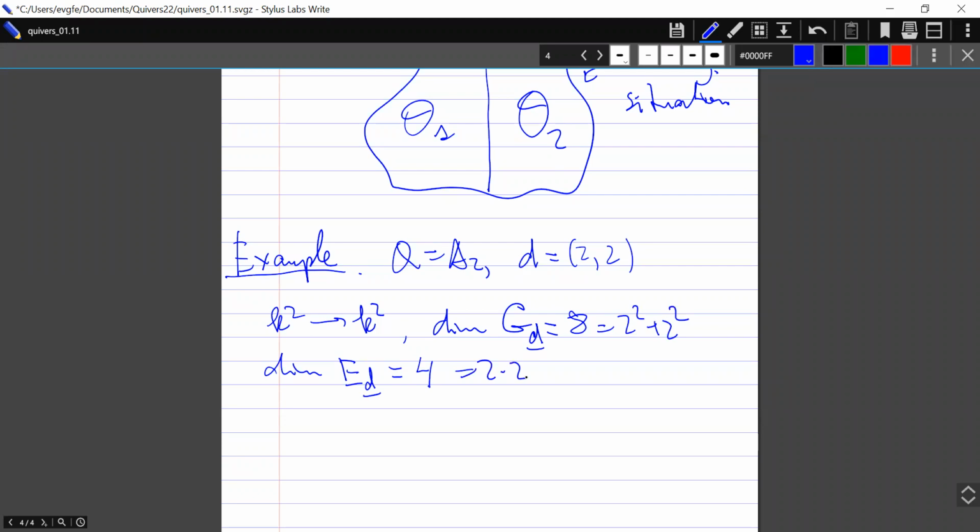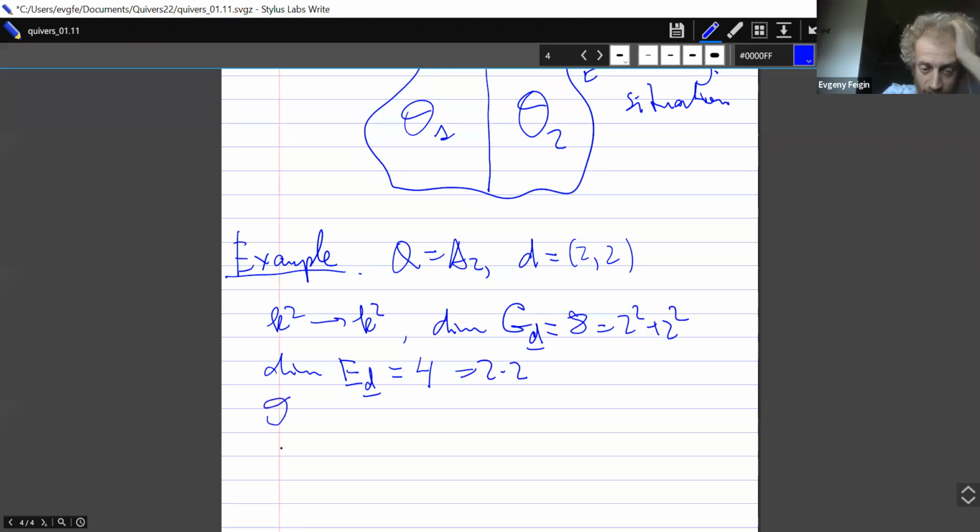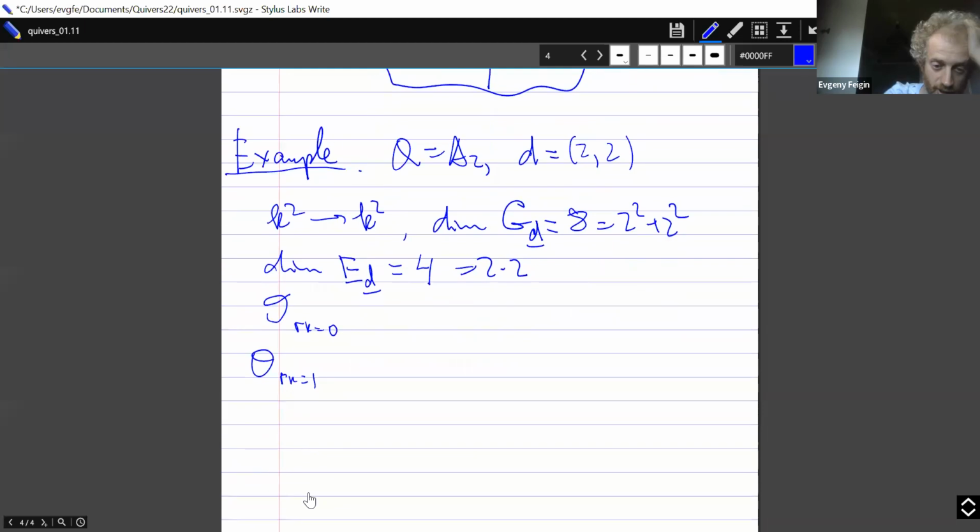3 orbits. So they correspond to ranks 0, 1, and 2. So we have orbits of the rank equals 0, orbit rank equals 1, and orbit rank equals 2. So let's start with this case. So what is the dimension of the orbit rank equals 0?